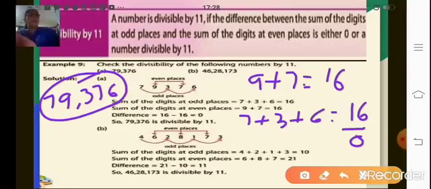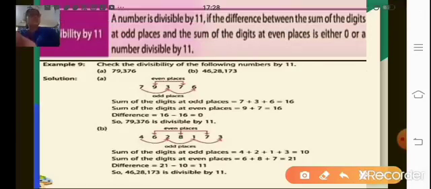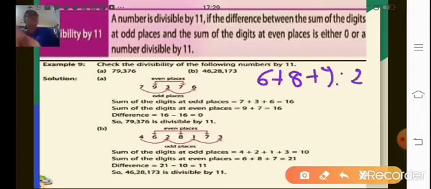Okay. Now let us take the second example. 46 lakh 28,173. Now which are the numbers at even place? 6, 8 in the fourth place and 7 in the sixth place. So when you add it, 6 plus 8 plus 7, you get the answer as 21.